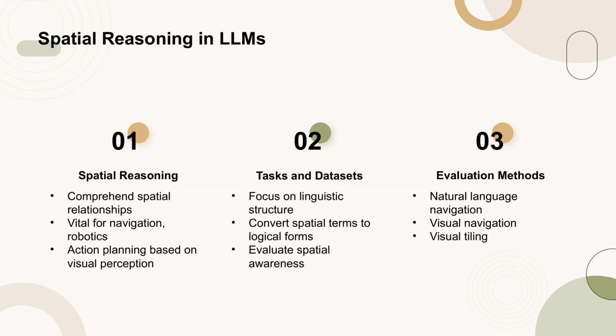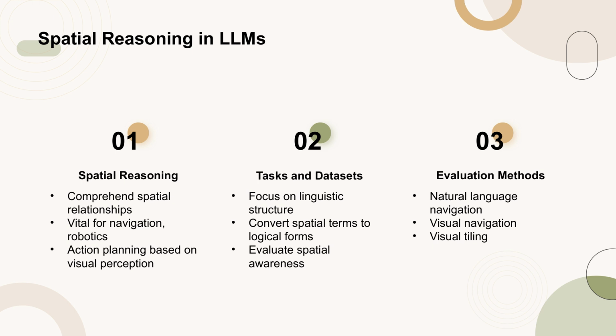Spatial reasoning involves understanding the relationships between objects and their movements in space. This skill is crucial for applications like navigation, robotics, and autonomous driving, where action planning relies on visual perception and spatial dimensions. While existing research has focused on the linguistic structure of spatial terms, recent advancements have shown that converting these terms to logical forms can achieve impressive results. However, this does not necessarily indicate a deep understanding of spatial information by large language models, LLMs.